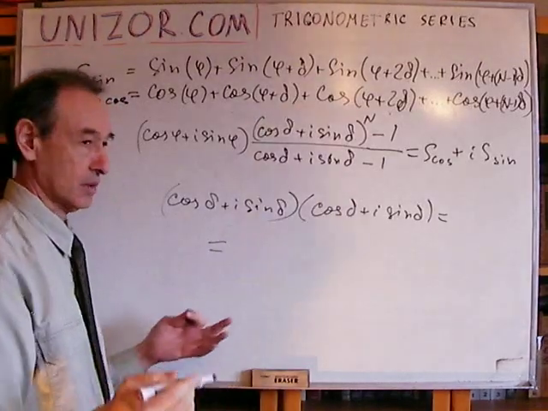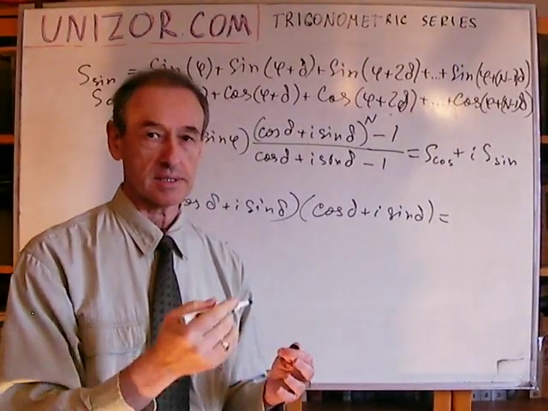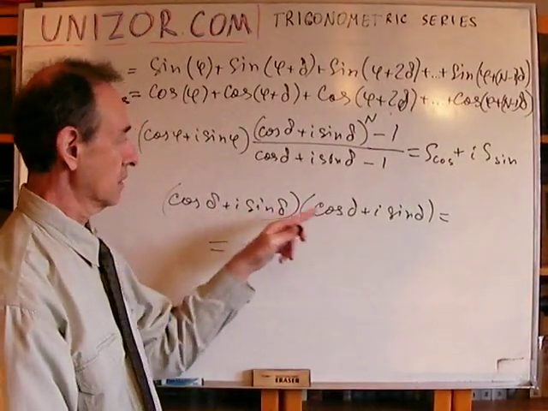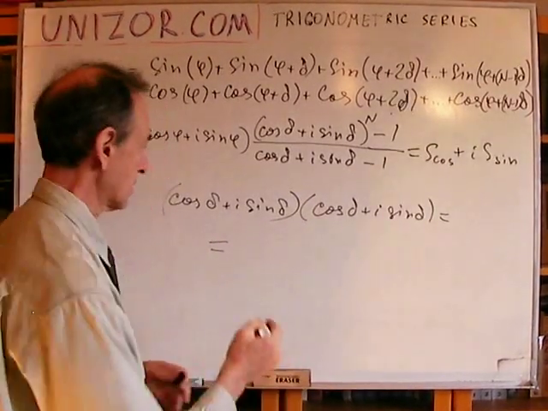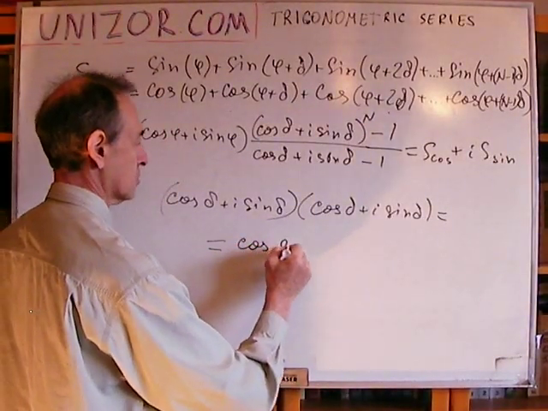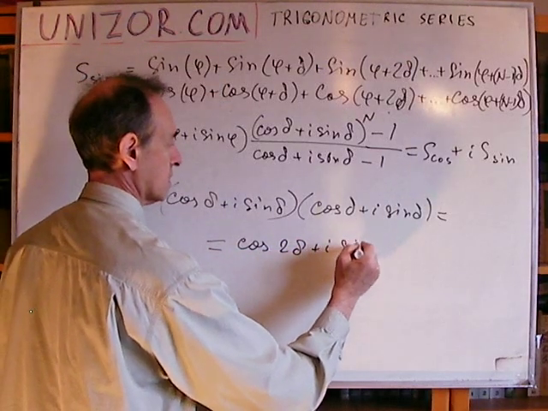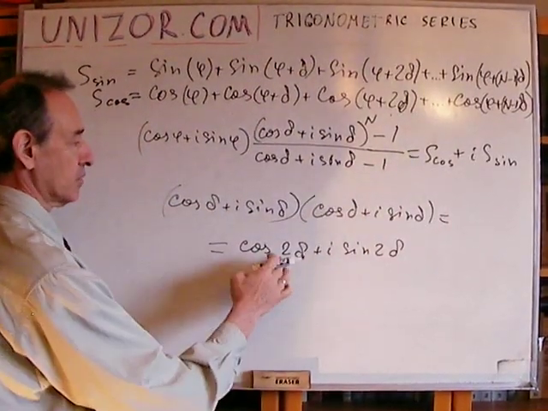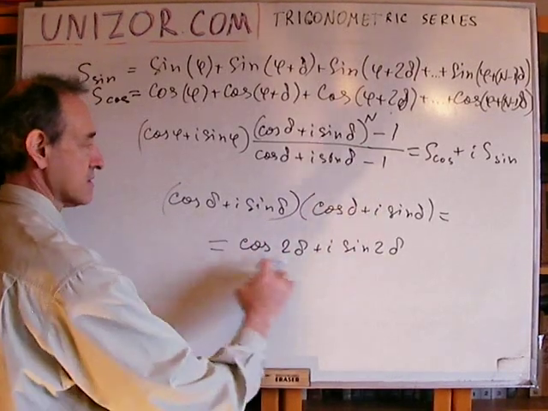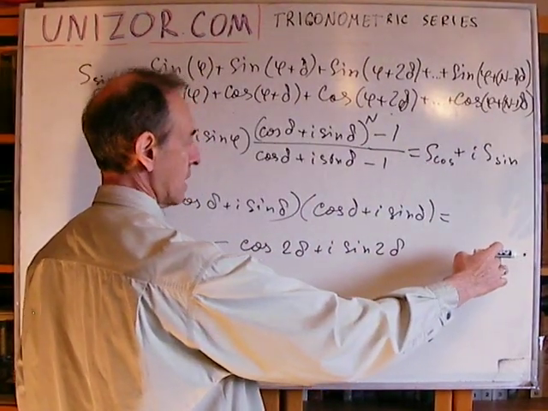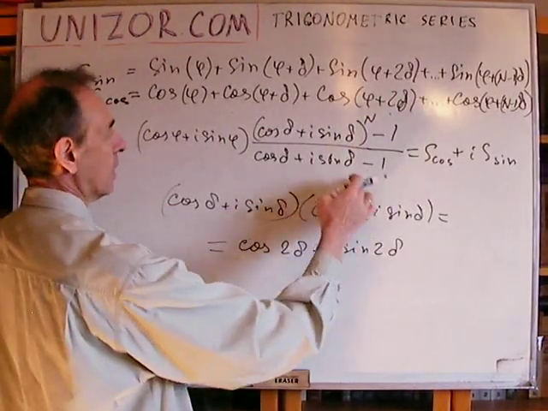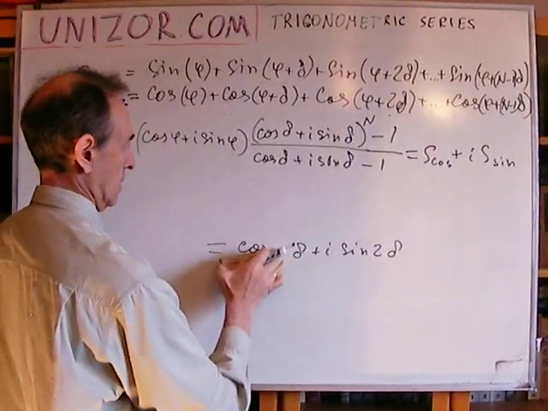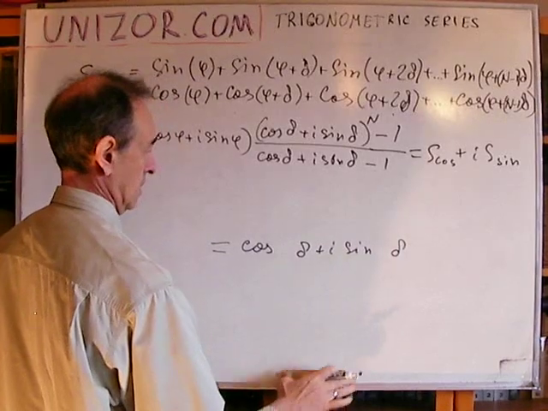what will I have? Well, whenever I multiply two different complex numbers, which both have modulus 1 and angles such and such, angles are added together, right? So cosine 2 delta plus i sine 2 delta. Now, if I multiply it again by the same number, I will have 3, right? I will multiply this by another cosine plus i sine. It will be 3. So if I multiply it n times, obviously I will have n.